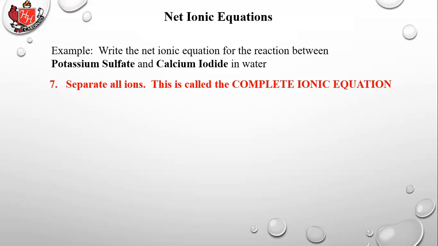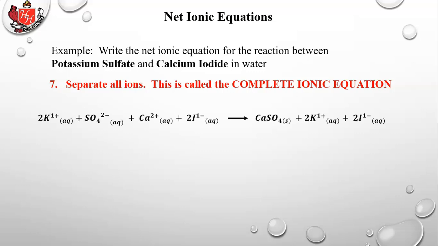Step 7. Separate all ions. This is called the complete ionic equation. When you do this, start way over on the left side of your paper. I mean all the way to the edge, and don't write too big, because this equation could stretch all the way to the right side of the paper. It's very long. So let's take a look at this.